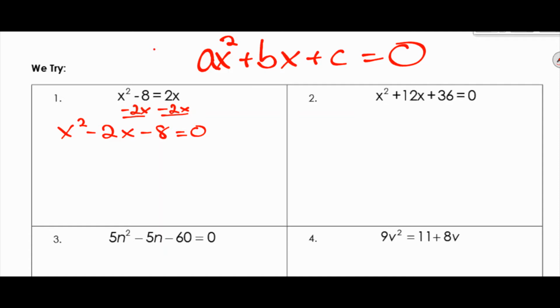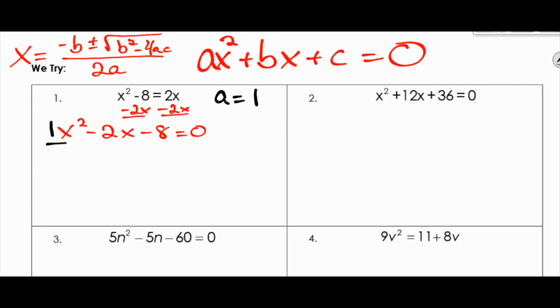So I'm going to plug into my equation, just so we remember what it is. It's x equals negative b plus or minus the square root of b squared minus 4ac, all divided by 2a. So before I actually dive into plugging those numbers in, I'm just going to label my variables. A is 1. B is negative 2. And C is negative 8.